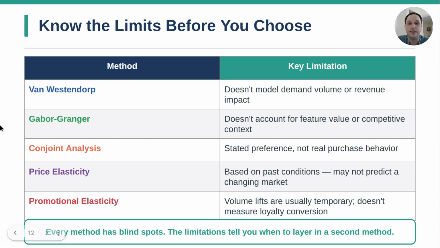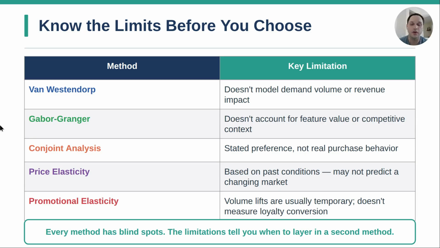Knowing the limitations is as important as knowing what each method does. Van Westendorp tells you the range, but it doesn't model demand, volume, or revenue. You can't use it alone to predict what will happen to your business at a given price. Gabor-Granger gives you the revenue optimal price, but doesn't account for how features affect price tolerance or what competitors are doing. Conjoint captures stated preferences, not actual purchase behavior, which tends to overstate consumers' willingness to pay for features they claim to value.